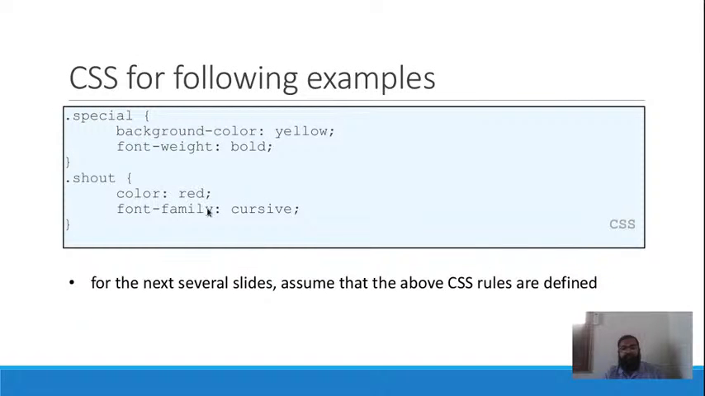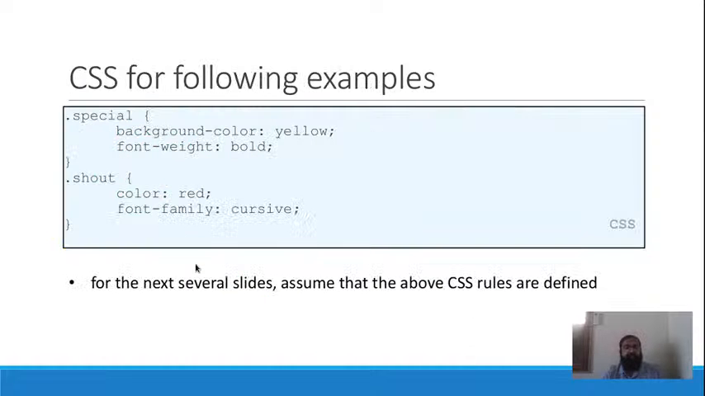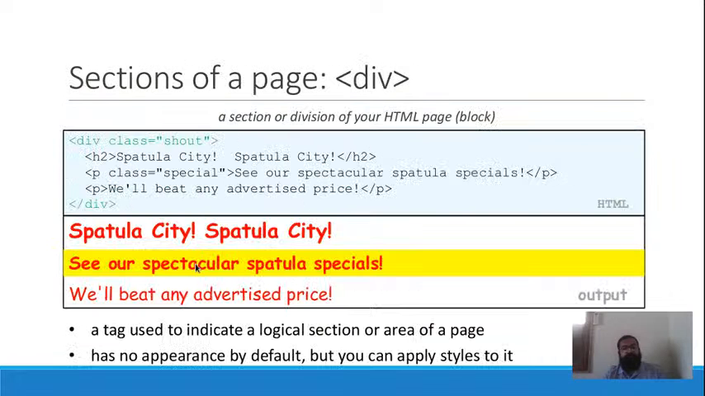So assume that for the next few slides these CSS rules will be defined for special and shout. Okay, so this is special and this is shout. Oh, by the way, this is shout and this is special and shout. Okay, so here we have a div class shout. So now we are also introduced to a new topic.